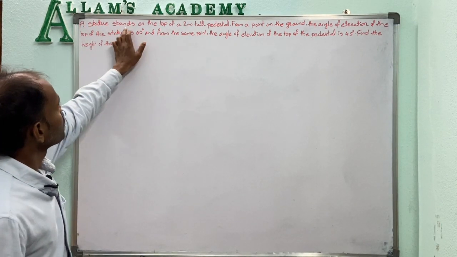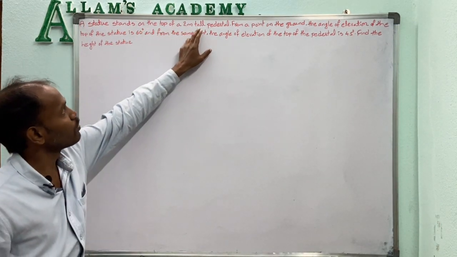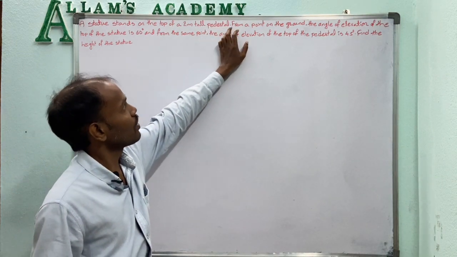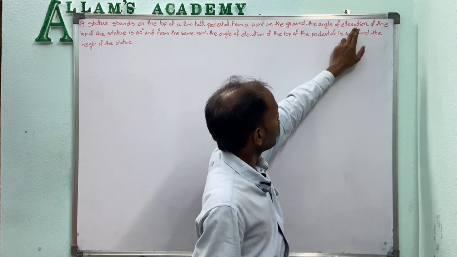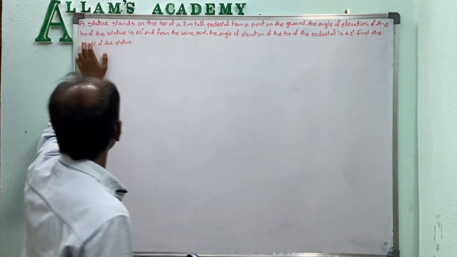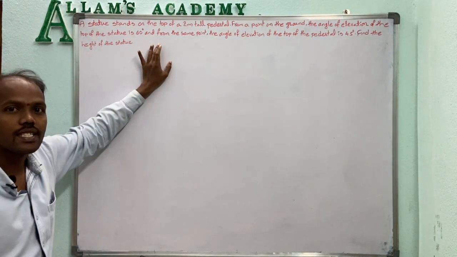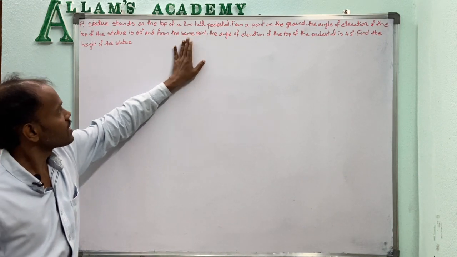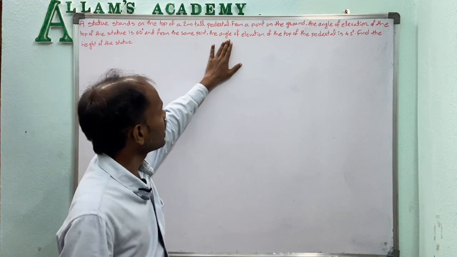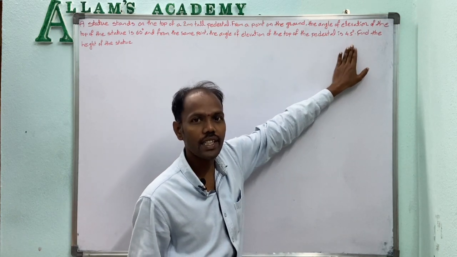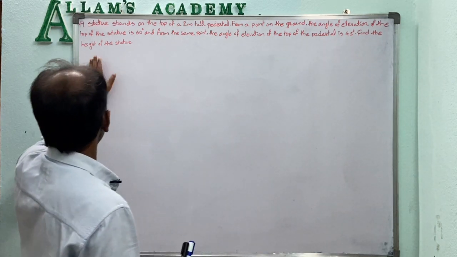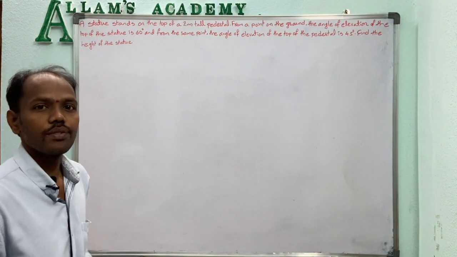A statue stands on top of a 2 meters tall pedestal. From a point on the ground, the angle of elevation of the top of the statue is 60 degrees. From the same point, the angle of elevation of the top of the pedestal is 45 degrees. Find the height of the statue.